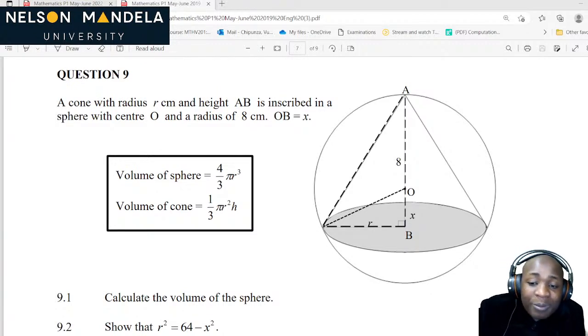Of course, from grade 11, we have been taught how to calculate the volume of a sphere. We know how to calculate the volume of a cone. So yeah, we're just happy, guys.